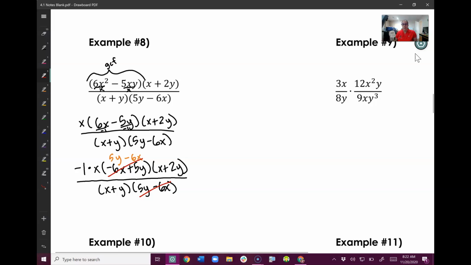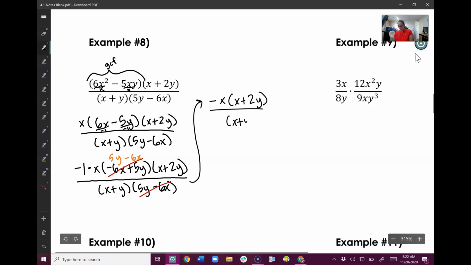So if you ever have a problem on your homework, your skill check, your test, whatever it is, where they're so close to canceling out, it's just that the signs are switched, take a negative 1 out and it will force the signs to change and then they'll match. So that's a little trick for you there. So now I'm left with a negative x and an x plus 2y and an x plus y on bottom. And that's it. There we go.